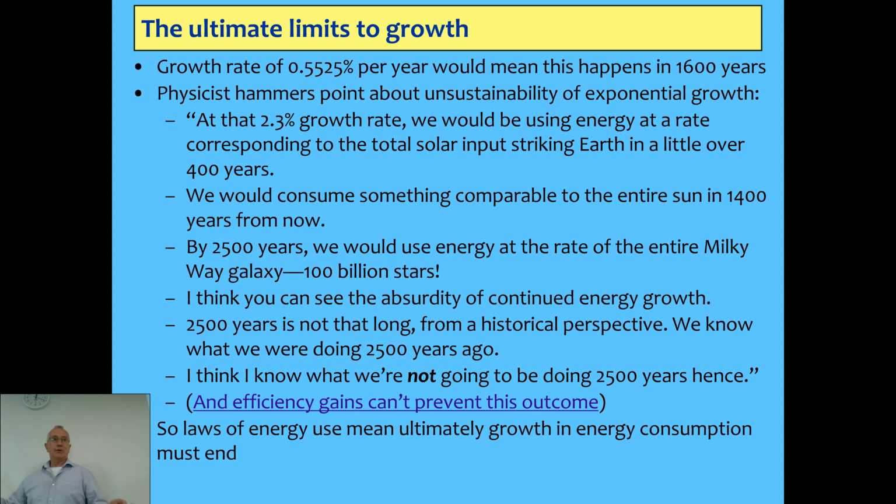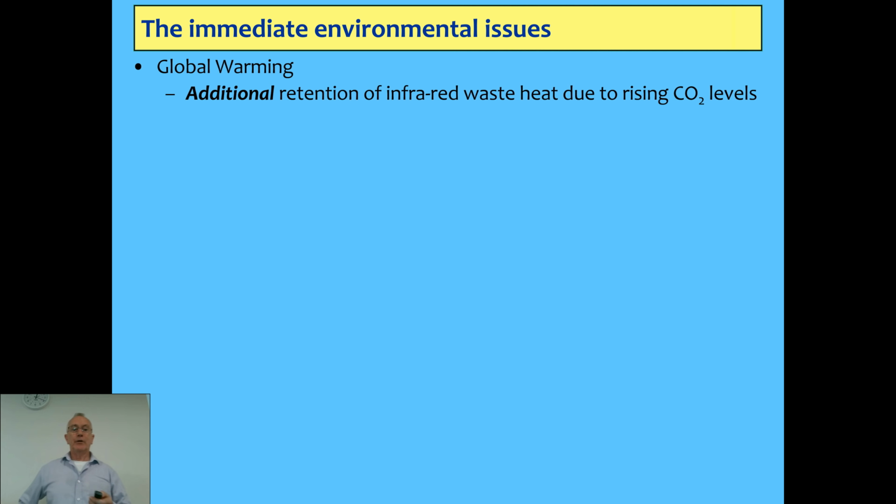And that's a physicist's point of view, not somebody like Malthus saying population growth exceeds growth in agriculture. It's a physicist saying we simply can't do it at that rate. And then we also have the issues of global warming, which is additional retention of heat. So it's not that we're generating the heat so much, we're slowing down how fast it gets away from the planet, and that is adding to temperature overall.